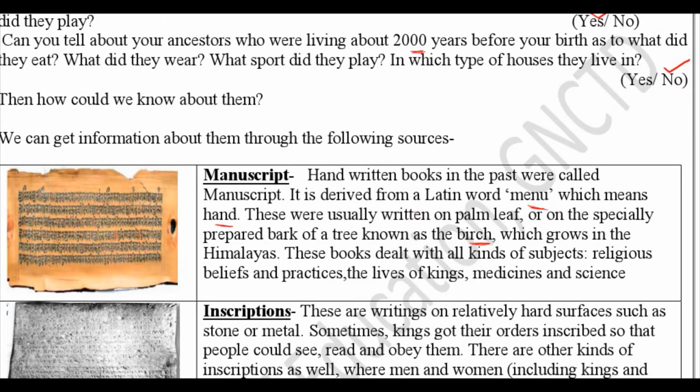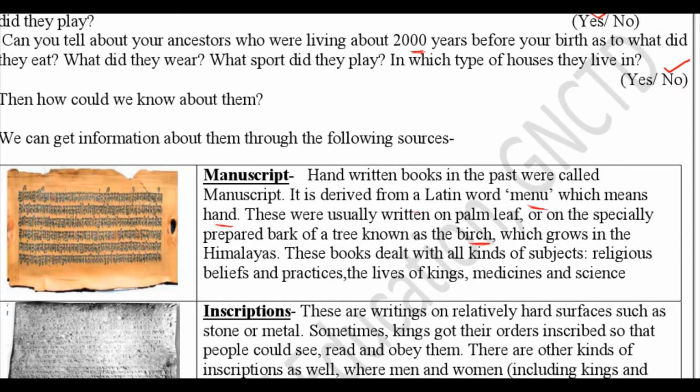These books dealt with all kinds of subjects, religious beliefs and practices, the lives of kings, medicines and science. So you see here, manuscripts are handwritten books which were written in the past, derived from the Latin word manu, which means hand. So you can relate hand and then script, hand script, script written by hand. So these were usually written on palm leaves, the leaves of the plant palm, you must have seen it, or on the prepared bark, the birch, which is found in the Himalayas. The manuscripts were also written on these barks.